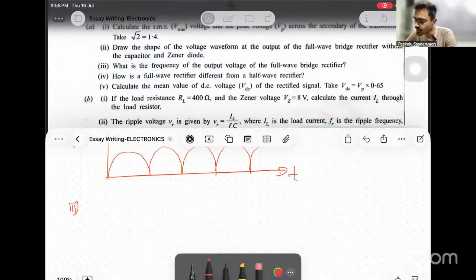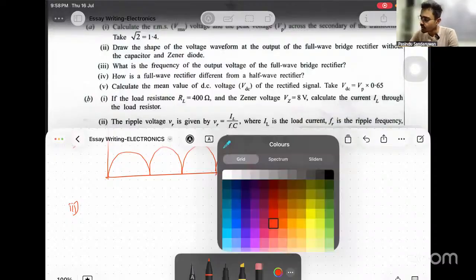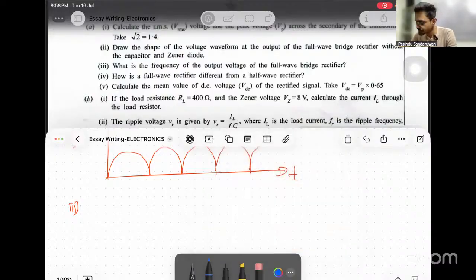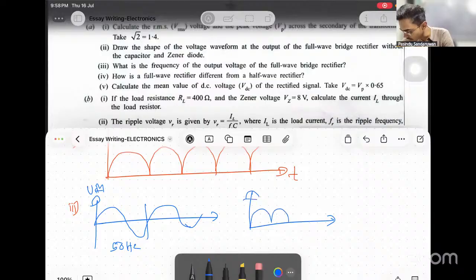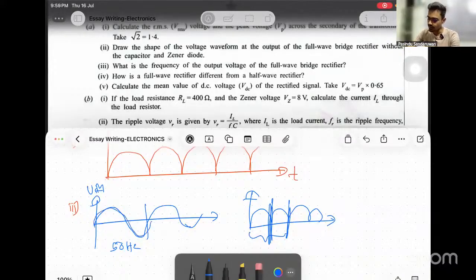Third: what is the frequency of the output voltage of the full wave bridge rectifier? Now, the input signal variation is like this, as we have drawn in the notes. Here it says the frequency is 50 hertz. Now when it is rectified, the variation is like this: during the same time interval, 2 vibrations take place, whereas initially it was only 1 vibration. See?